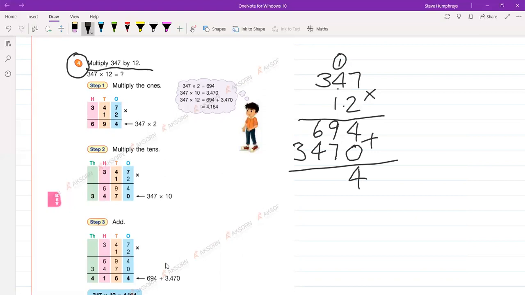4. 9 and 7 is 16. 6 here, carry 1. 6 and 4 is 10, and 1 is 11. 1 down, carry 1. 3 plus 1 is 4. Answer, 4,164. Okay, that's what we have here.